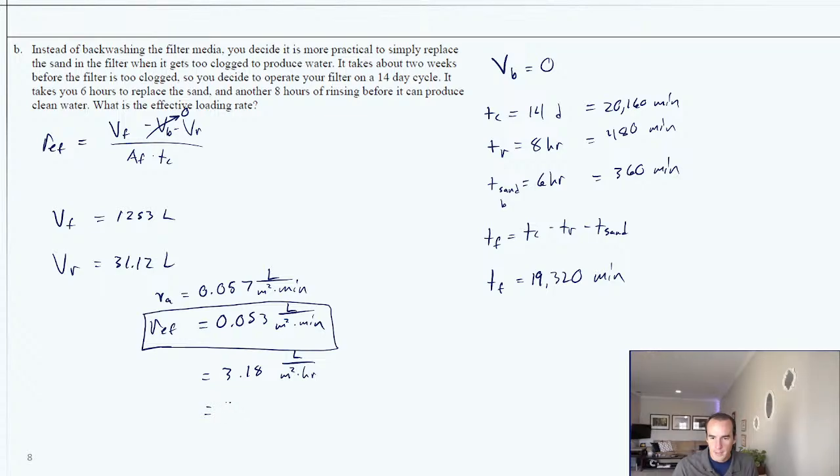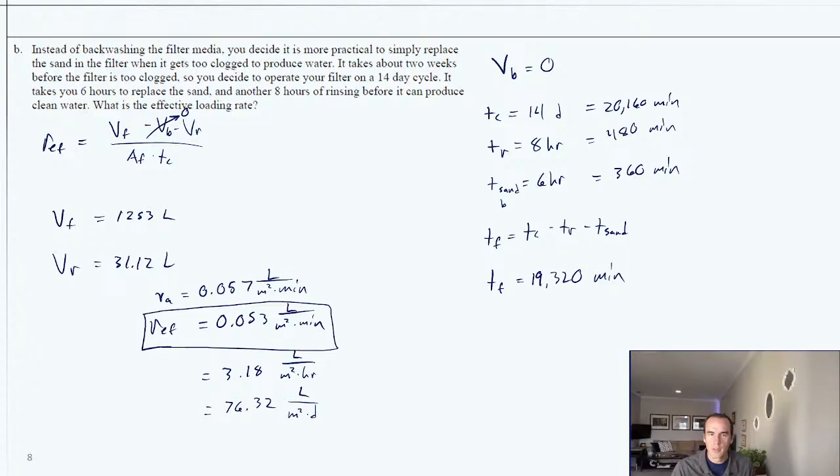Could have even done days. I don't know if anybody did, but technically you could look at 76.32 liters per square meter per day. And any of those with cubic meters on top instead, or meters per time.